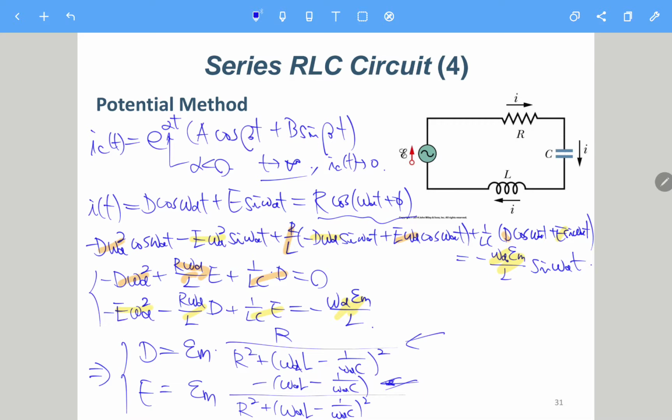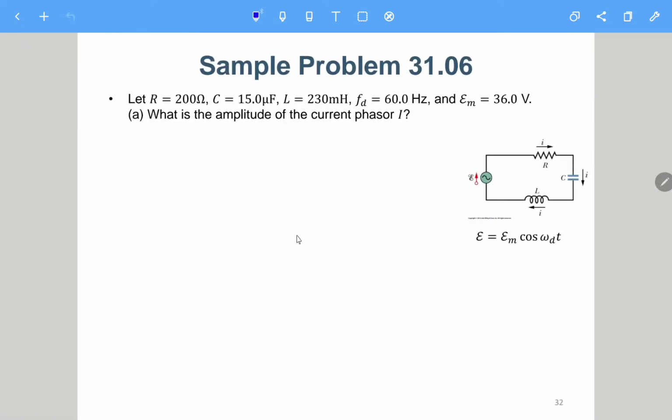So if we really need to use the ODE to solve for the steady state response, the calculation will be so tedious. But making use of the phasor, then many calculations can be simplified. So let's take a look at this sample problem, and then we can see how we can apply the phasor. Okay, so here it says R, C, L, FD, Em are these values.